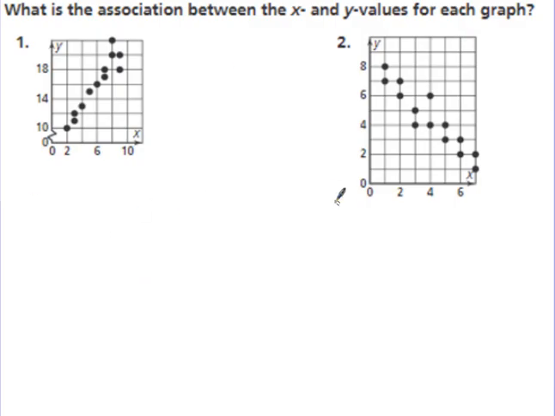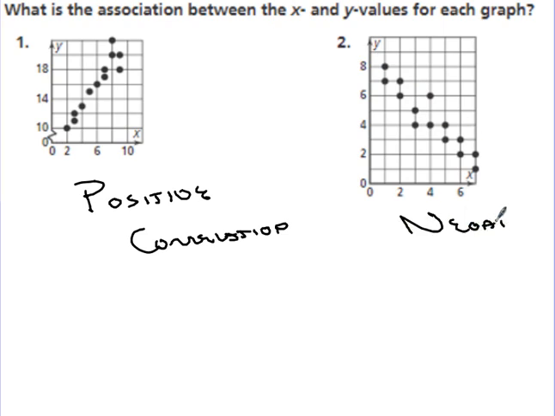So go ahead and answer these two problems on your own. Okay, so for number one, we have a positive association. Positive association and positive correlation are the same thing, really. Okay, so that's positive. And this one, we are going down. So this one would be negative.